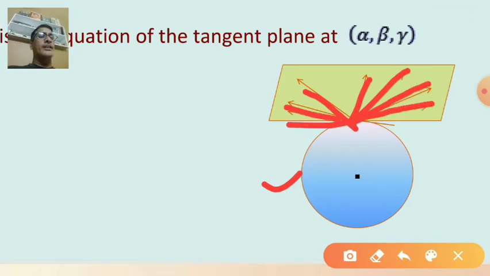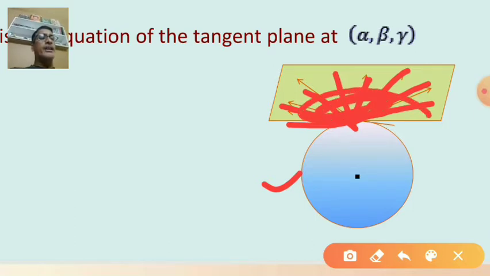They are different tangent lines to the sphere. All these are tangent lines to the sphere at the point alpha, beta, gamma. So they are in different directions, but all are passing through alpha, beta, gamma. Their directional cosines are different because their direction is different. So all these lines form a plane like this.